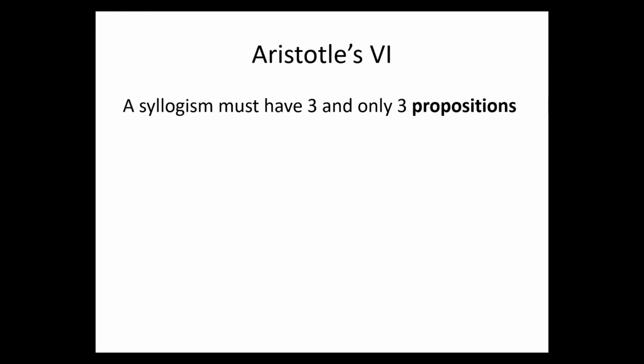Specifically, a major premise, which will have the major term, that is the predicate of the conclusion, a minor premise, the subject of which is the subject of the conclusion, and the conclusion. Major, minor, and conclusion. Adding a proposition makes it by definition something other than a syllogism, or an entirely different form of syllogism.